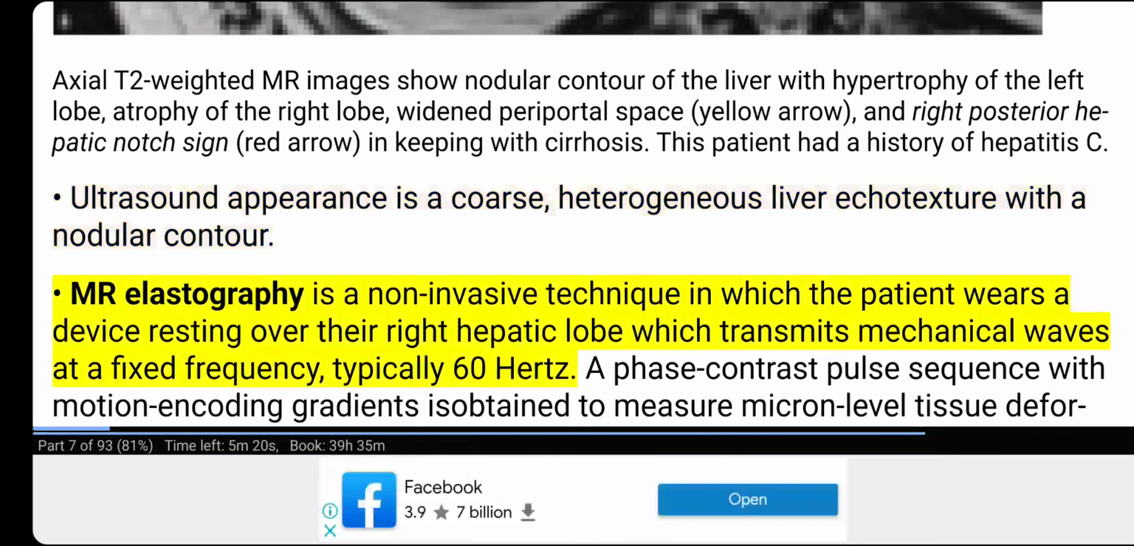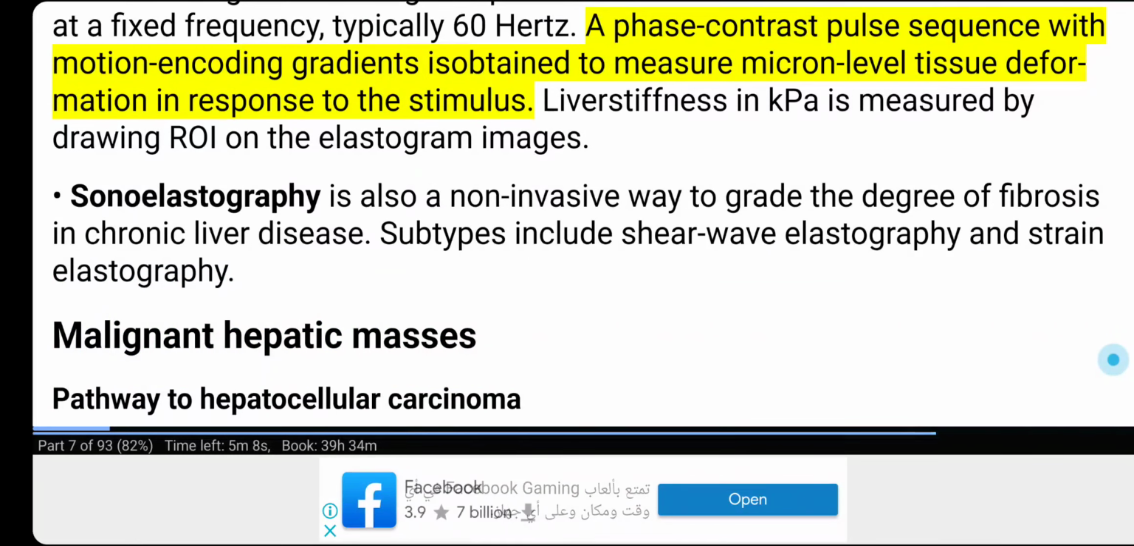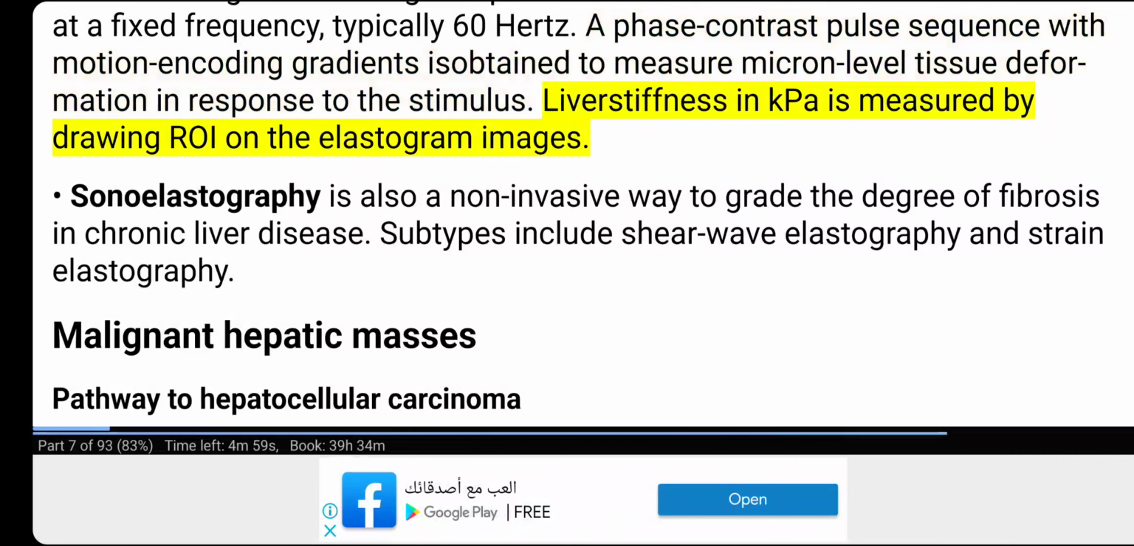MR elastography is a non-invasive technique in which the patient wears a device resting over their right hepatic lobe which transmits mechanical waves at a fixed frequency, typically 60 Hz. A phase contrast pulse sequence with motion encoding gradients is obtained to measure micron-level tissue deformation in response to the stimulus. Liver stiffness in kPa is measured by drawing ROI on the elastogram images.